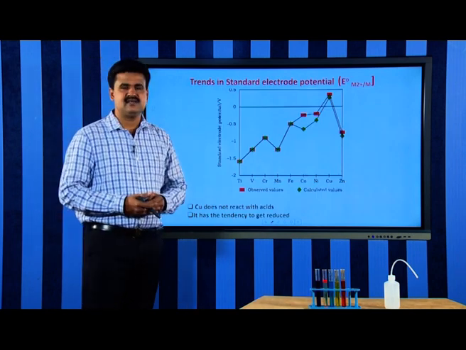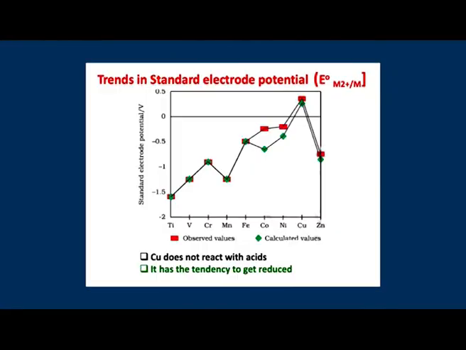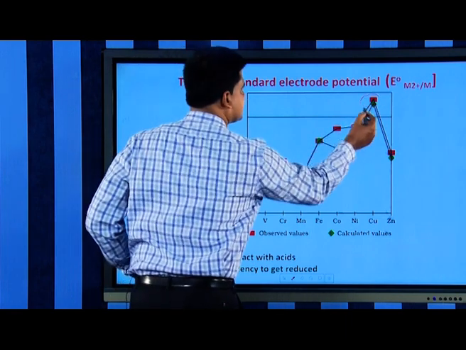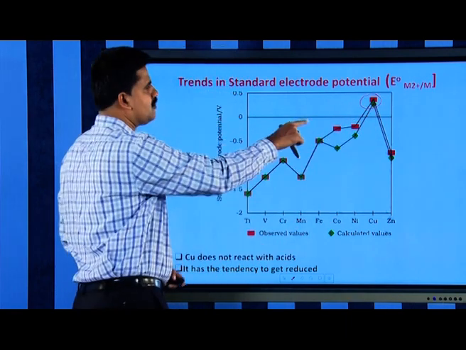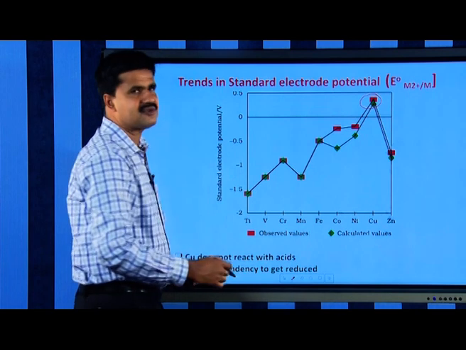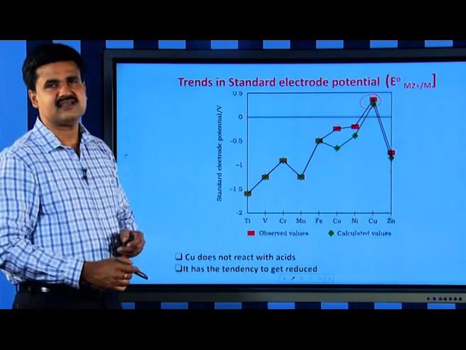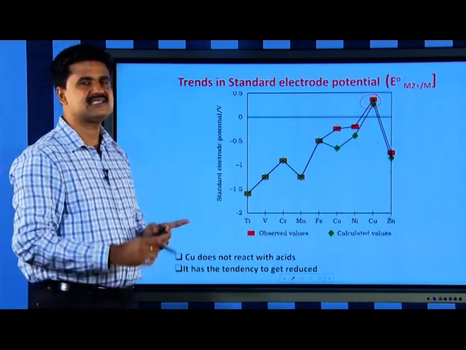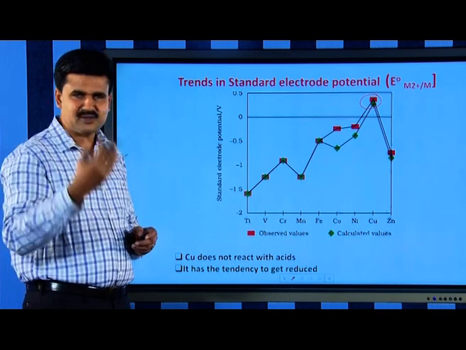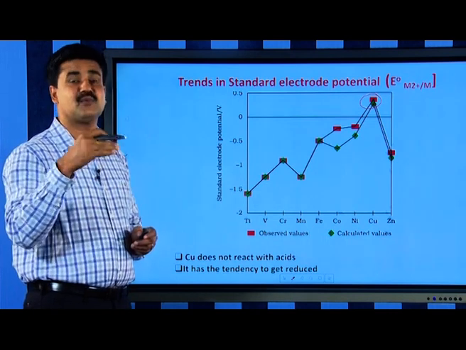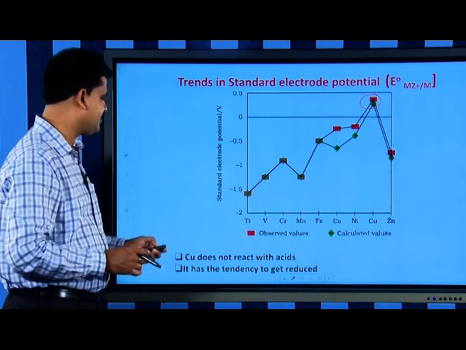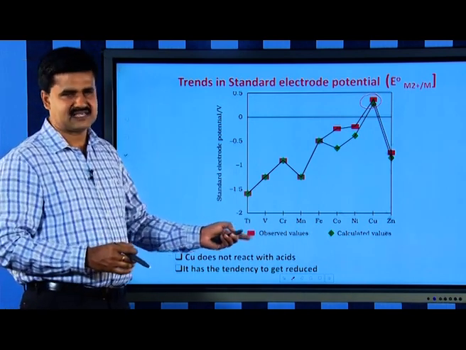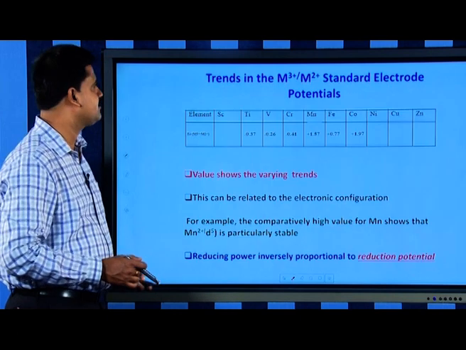The trends in standard electrode potential that we just went through in the last slide are shown here in graphical form, and this one represents that of copper, where one and only positive value is observed for the reduction potential of the divalent cation. That is, copper has a tendency to get reduced, all others have more tendency to get oxidized. That is, copper cannot react with acid to liberate hydrogen gas.